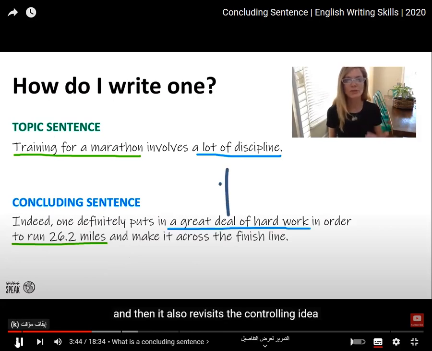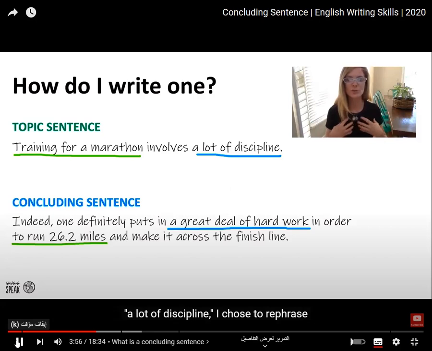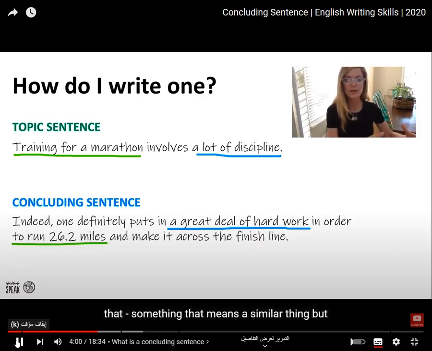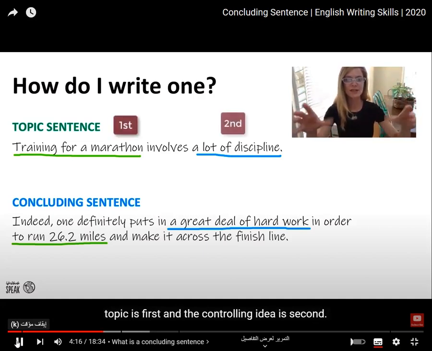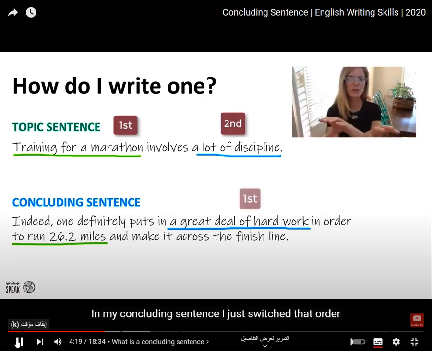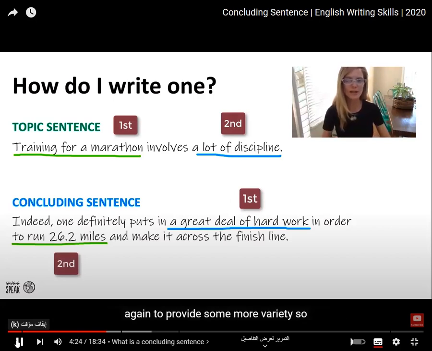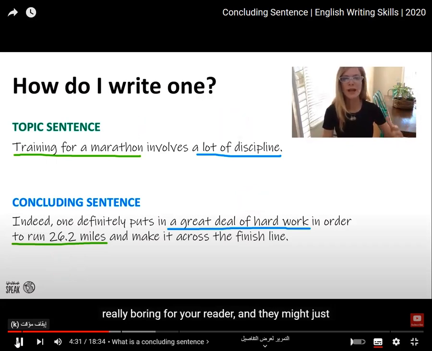And then it also revisits the controlling idea to remind the reader about what they read in your paragraph. And instead of saying a lot of discipline, I chose to rephrase that, something that means a similar thing but uses different words again. And I wrote, a great deal of hard work. And then what I also did is you can see in the topic sentence, the topic is first and the controlling idea is second. In my concluding sentence, I just switched that order again to provide some more variety. So I'm not repeating the topic sentence exactly because that would be really boring for your reader and they might just finish your paragraph quickly and not stay thinking about it like you want them to do.